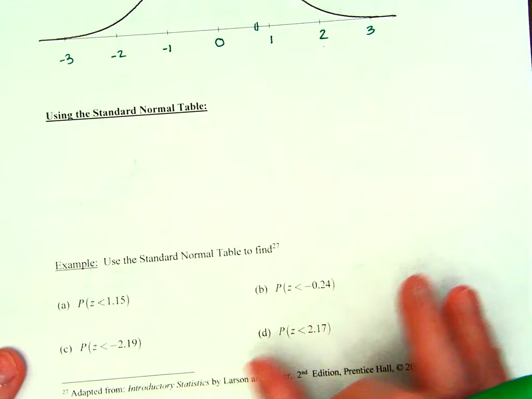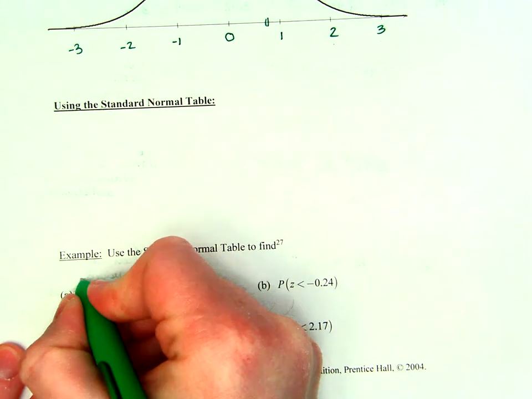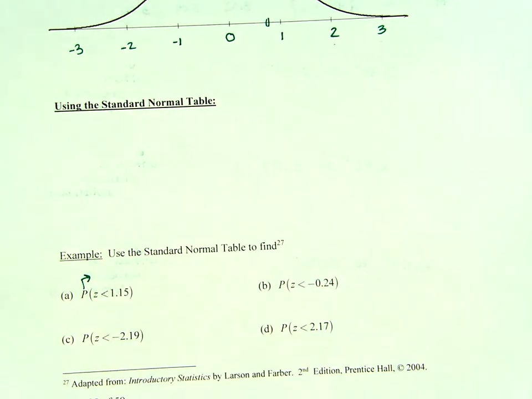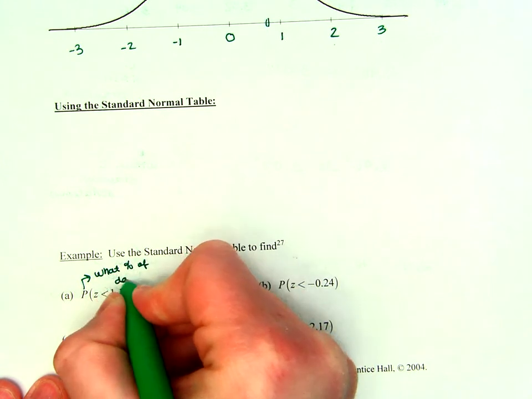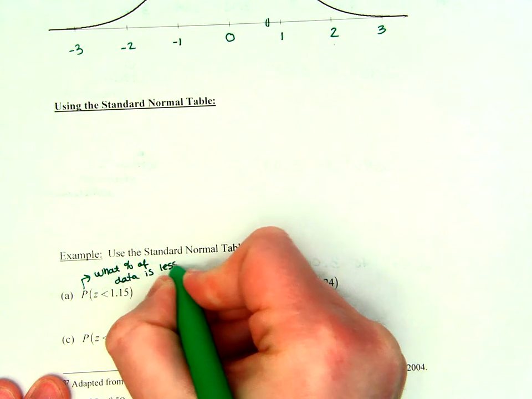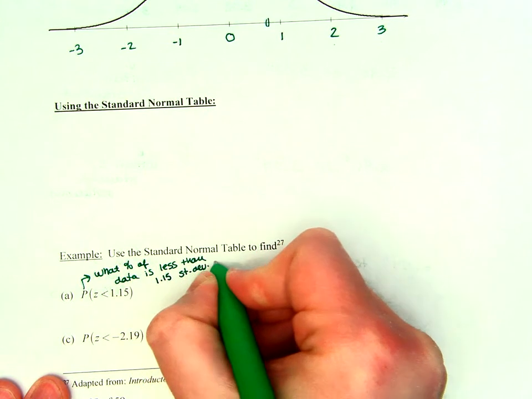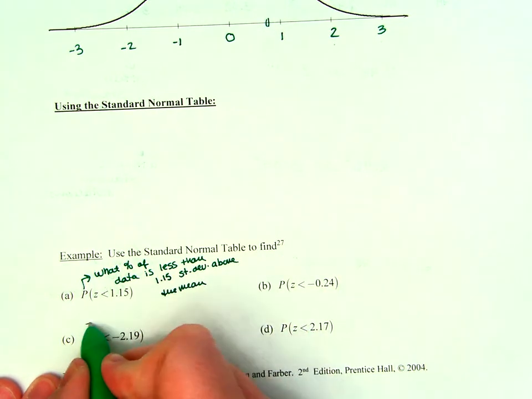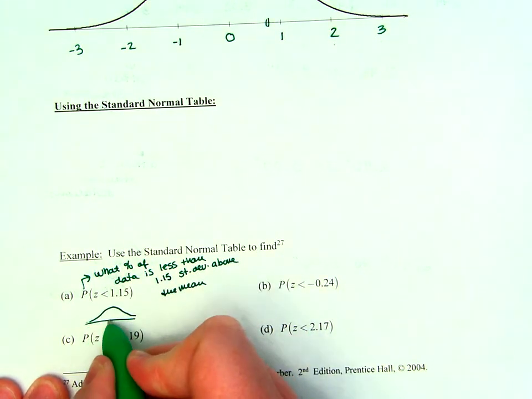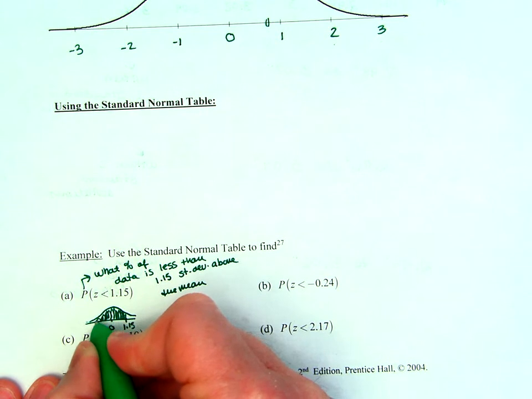On the bottom of the page, letter A is asking us P of z is less than 1.15. What this is actually asking us is what percent of data is less than 1.15 standard deviations above the mean? So, looking at my particular normal distribution over here, my mean is 0. I've got a tick mark here at 1.15. I want to figure out what percent of people are in this shaded region.